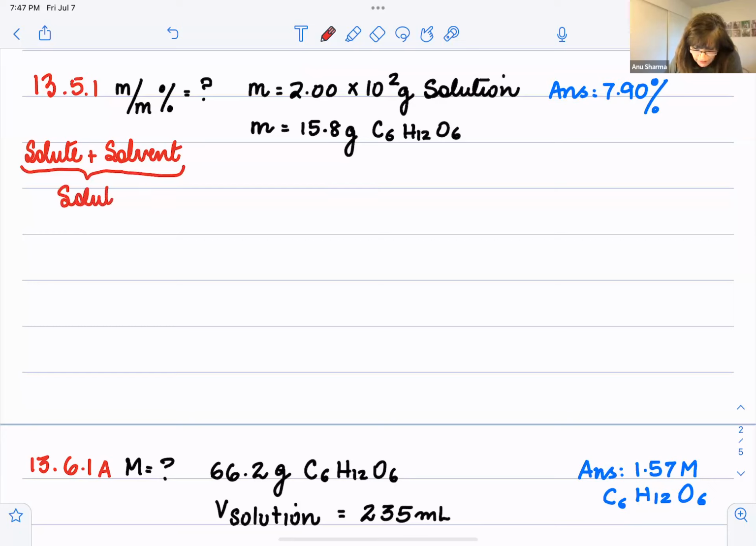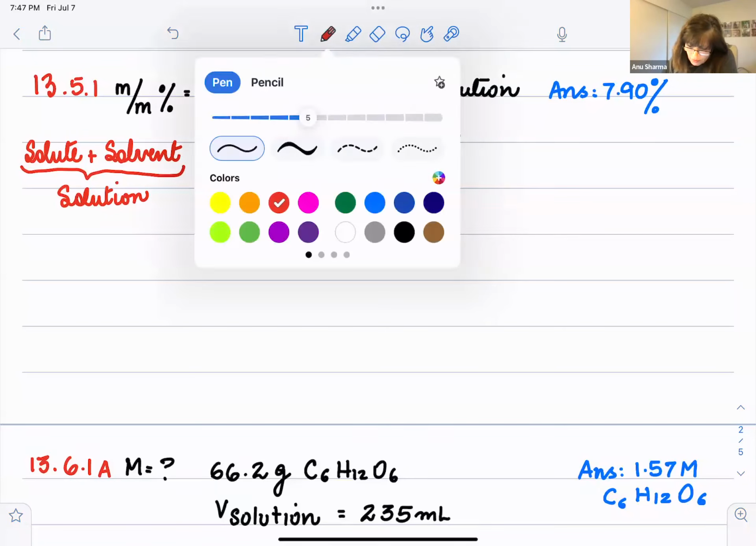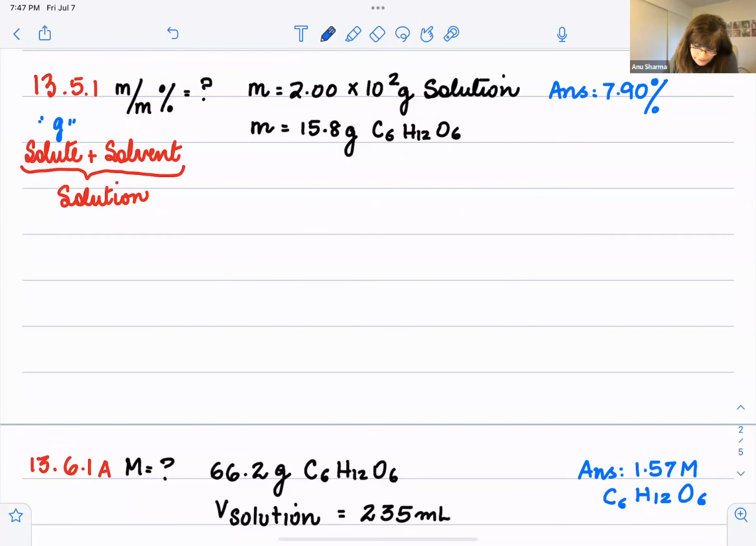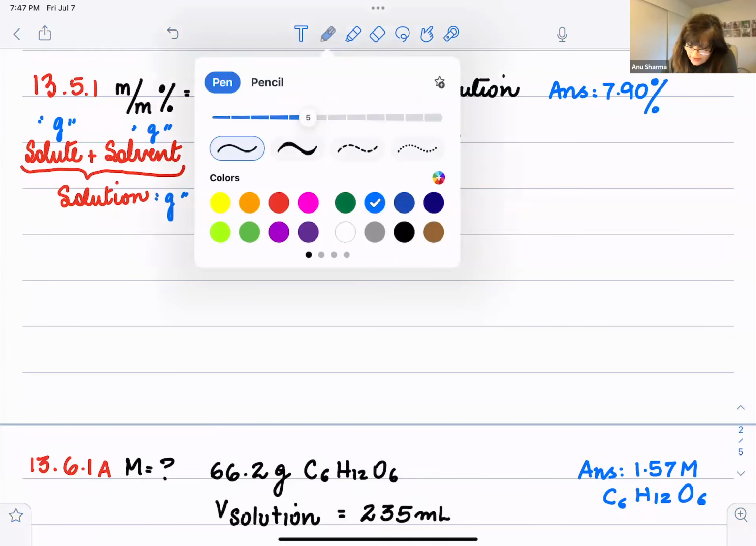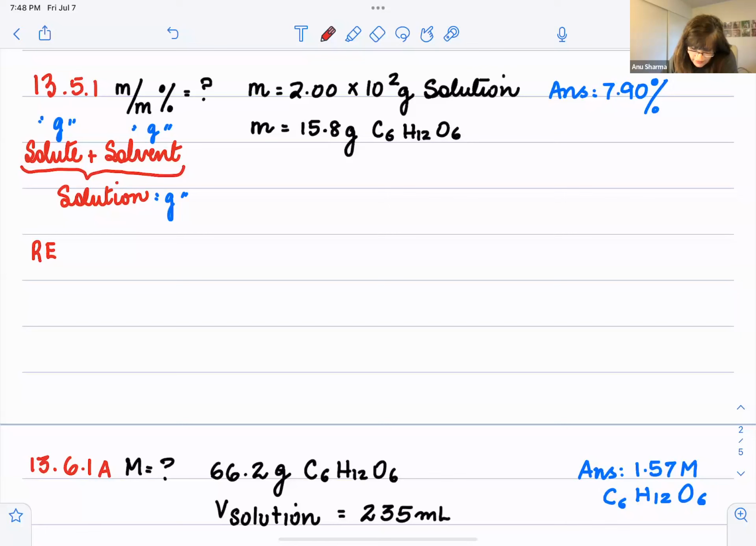Okay, so if you are given the grams of the solute and the grams of the solvent, they are added together to give you the grams of the solution. So read very carefully. In this case, it's very important to read carefully. Is the question talking about the solvent, the solute, or the solution? In this case, we are given the grams of the solution. That means the weight of the solute has already been added.